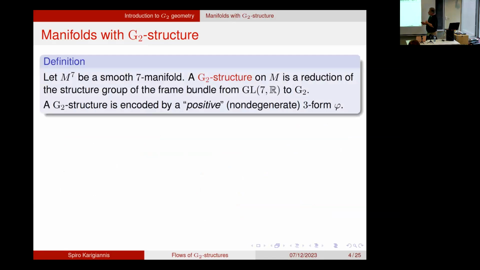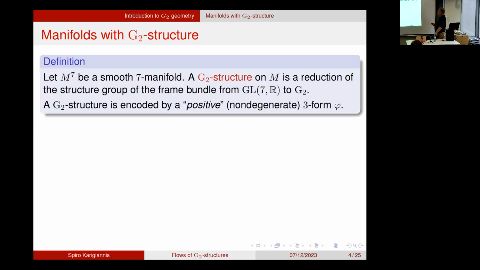So here's the definition that's good enough for us. If we have a smooth 7-dimensional manifold M, then a G2 structure on M, if you're a topologist, is a reduction of the structure group of the frame bundle from GL7 to G2. You can think of this exceptional Lie group G2 as a subgroup of GL7, and in fact, it's a subgroup of SO7. So if you have such a reduction of structure group, you also have an orientation and a metric.